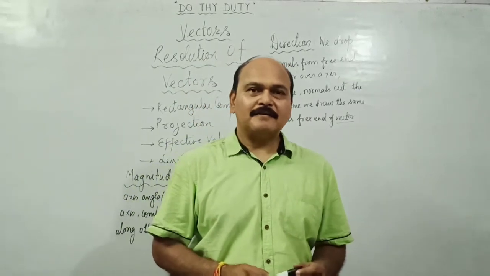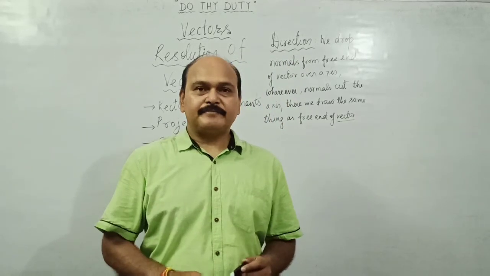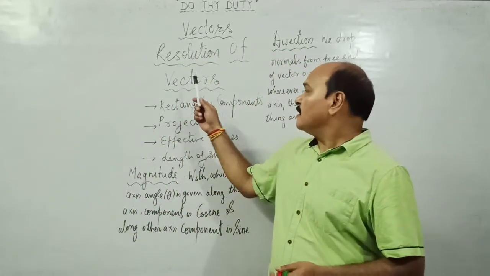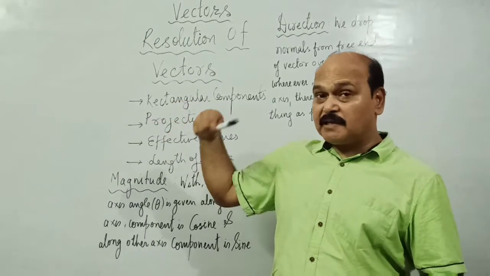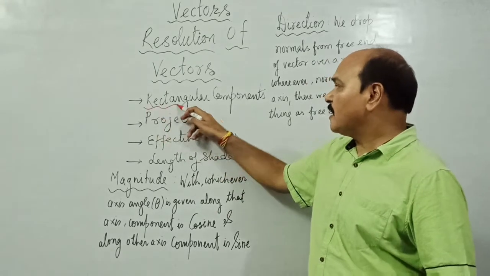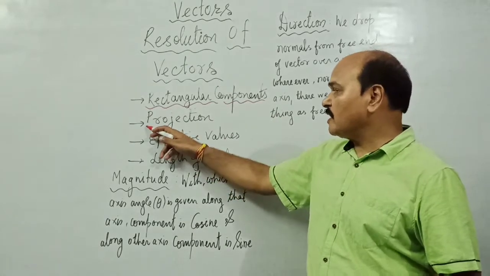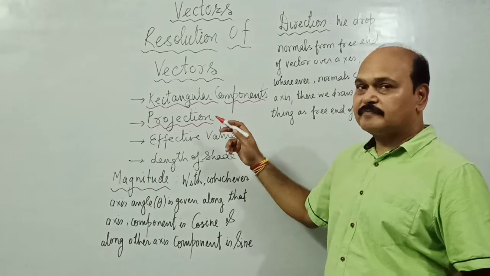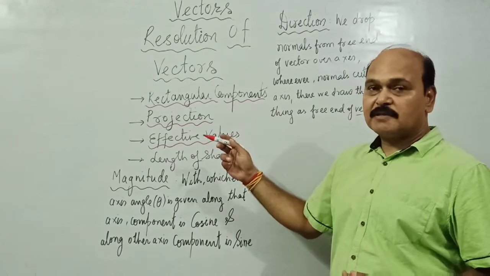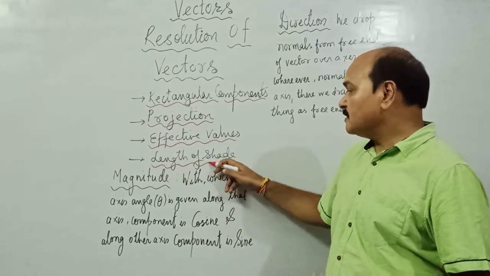Hello my dear children, in the class of vectors we are going to study resolution of vectors today. So what is resolution of vectors? Well, resolution of vector is known by various other names, and these various other names are rectangular components of vectors. It is also called projection of vectors. It is also known as effective values of vectors, and it is also understood as length of shade of vectors.